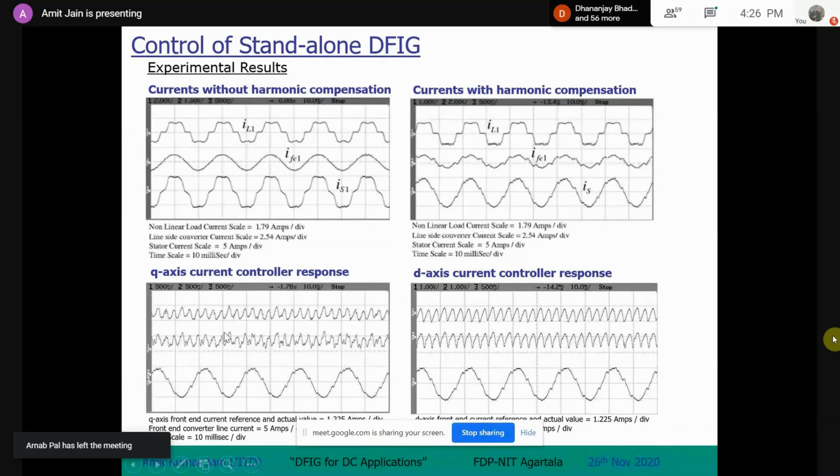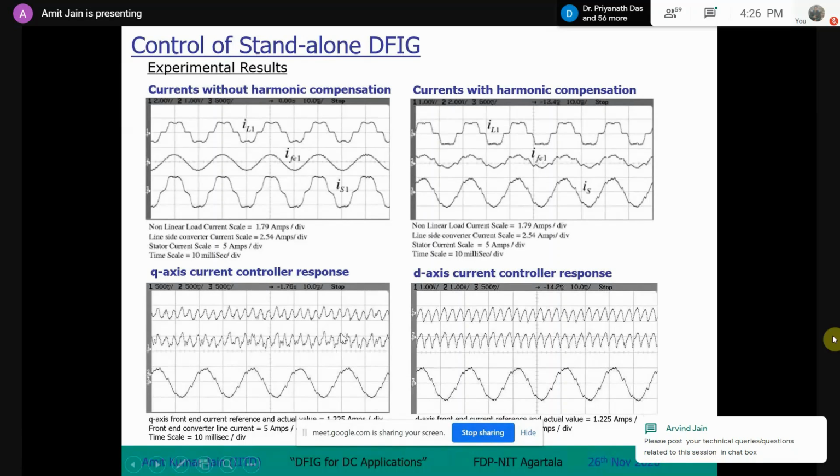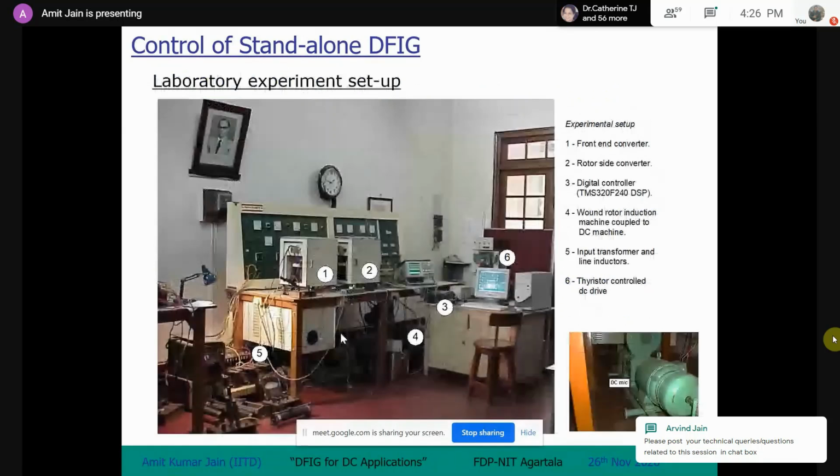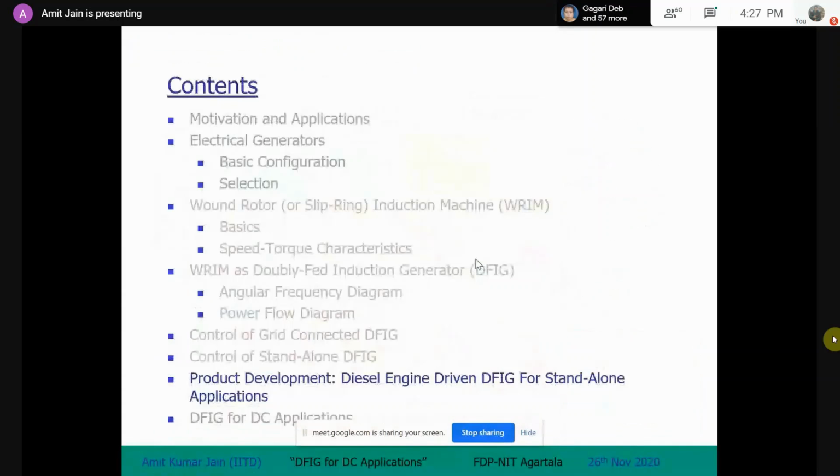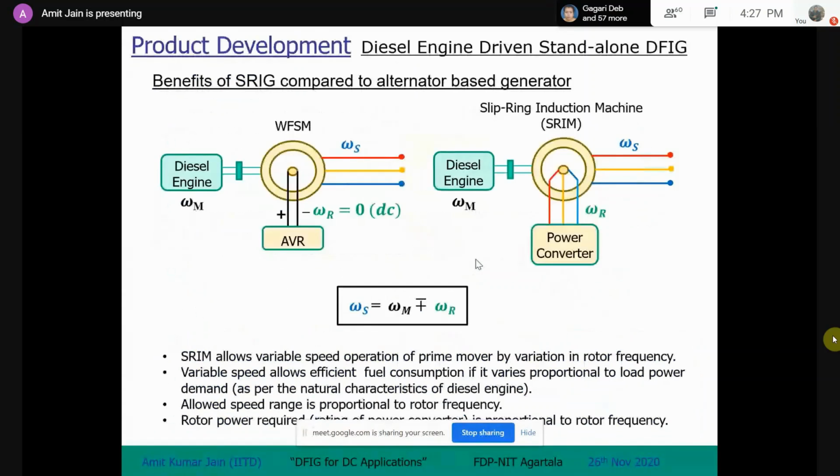The bandwidth of the current controllers was not very high, so this D axis was behaving much better compared to Q. It was able to do quite a large amount of compensation. This was the experimental setup at the electrical department of IISc Bangalore. Actually, we have made a product out of this. This product is also available.